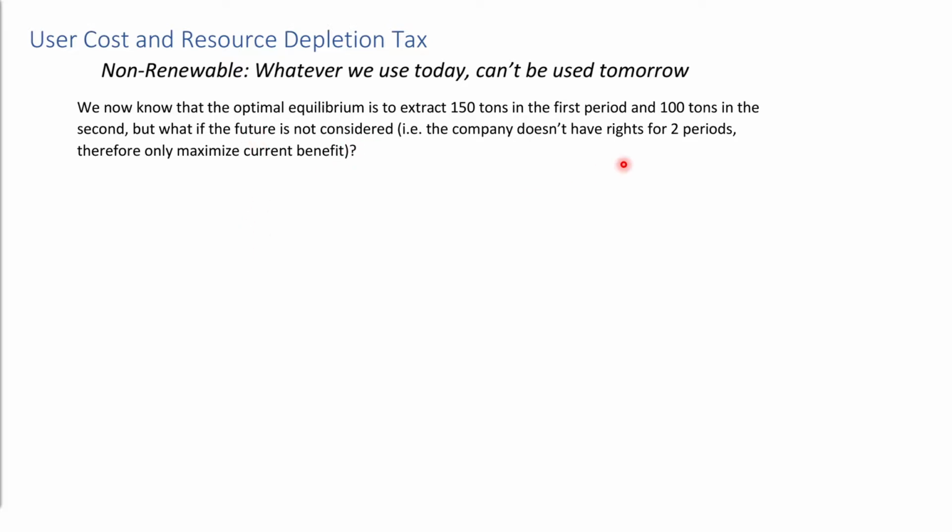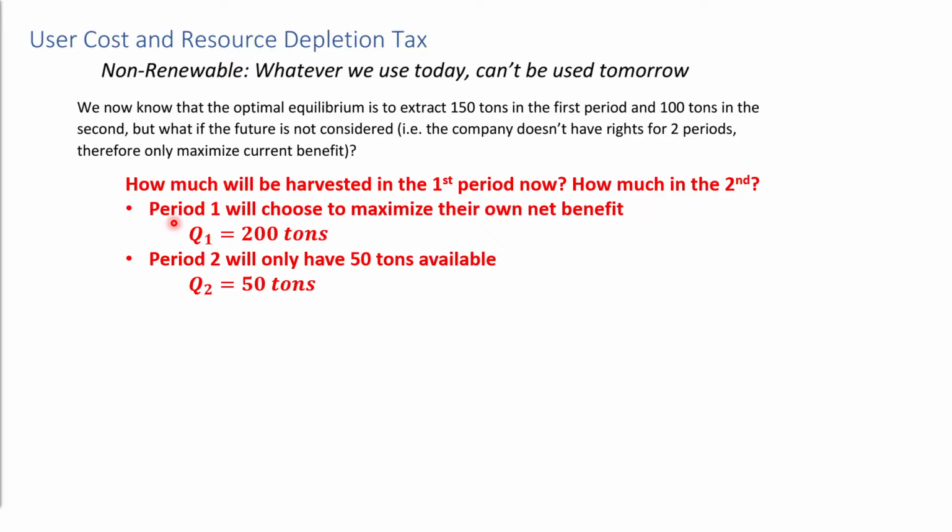Suppose the company doesn't have the right for 2 periods, therefore it only maximizes the current benefit, right? Then how much will be harvested in the first period now and how much is going to be left in the second period? Well, that's obvious, right? Because in period one, they will simply choose to maximize their own net benefit. Therefore, they will extract 200 tons.